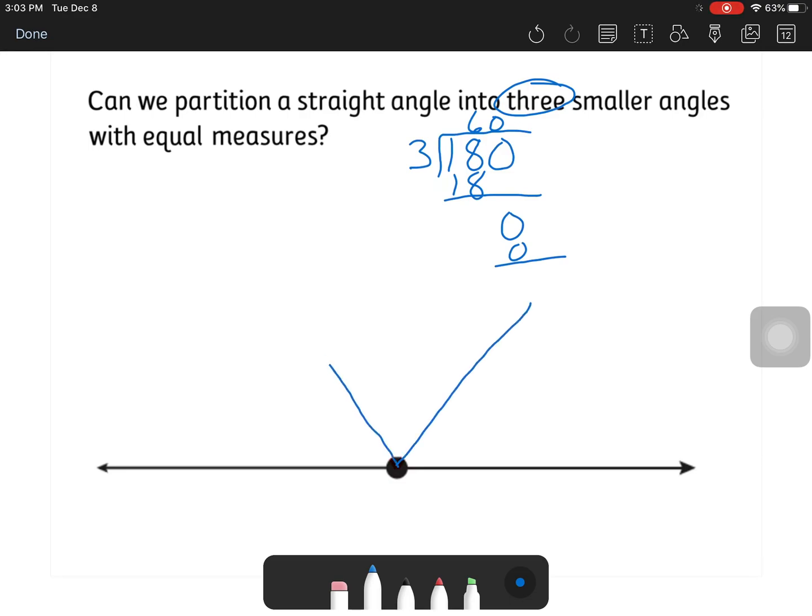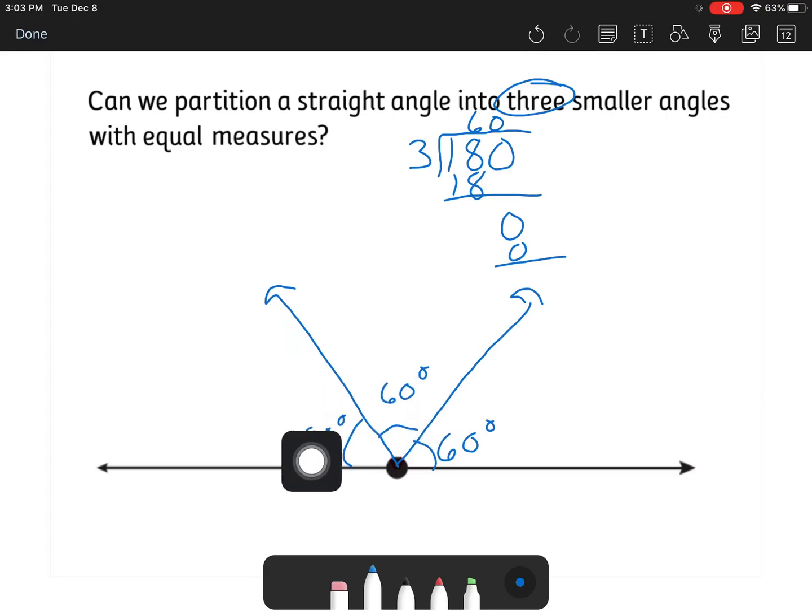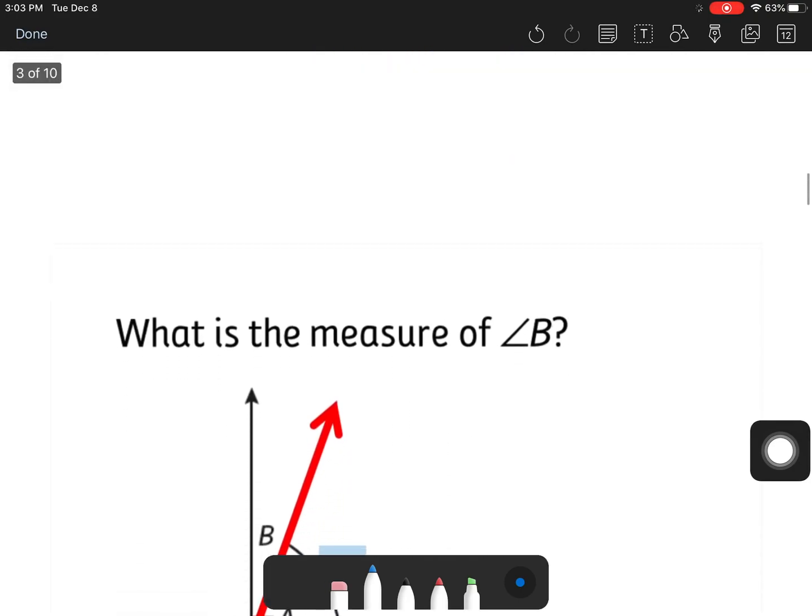So we would draw three 60-degree angles. This would be 60 right here, this angle would be 60, and this angle would be 60, because 60 plus 60 plus 60 would equal the 180, which is the full straight line. Okay?